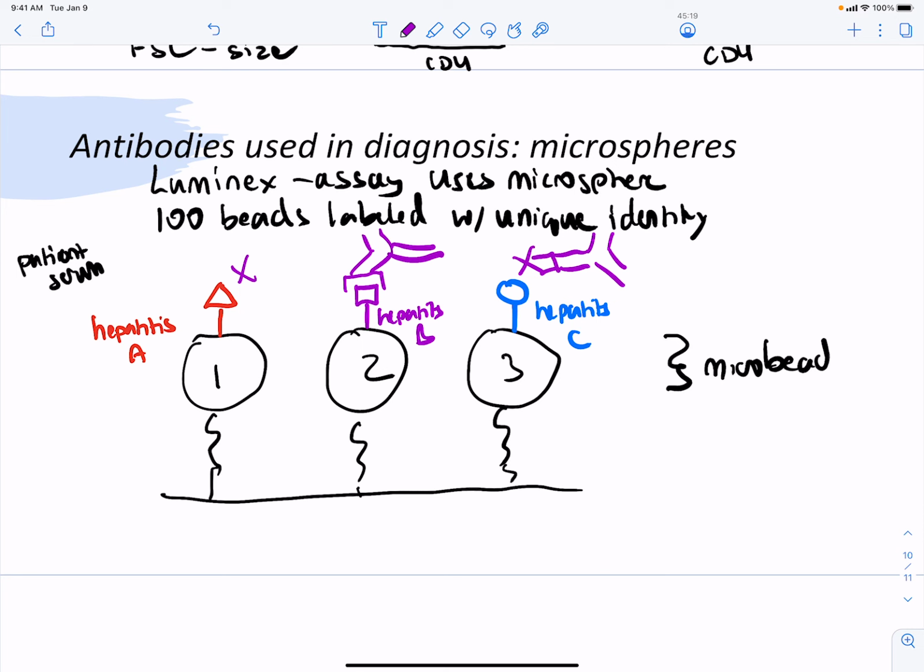Okay, so that's all I want to talk about with respect to antibody-antigen interactions, and how we use them in the lab in diagnosis as well.